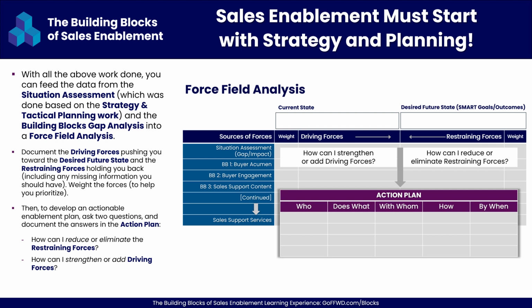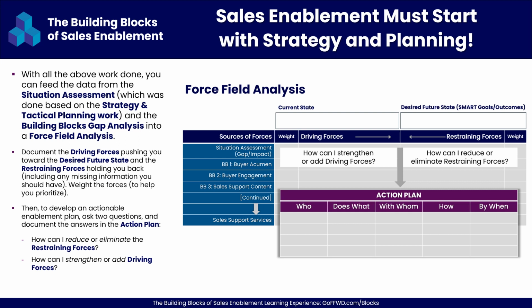Then, to develop an actionable enablement plan, ask 2 questions and document the answers in the action plan. Question 1, how can I reduce or eliminate the restraining forces? And question 2, how can I strengthen or add driving forces? As you answer these questions, document what you need to do, and that becomes your action plan of who will do what, with whom, if there's someone else involved, how will it get done, and by when.